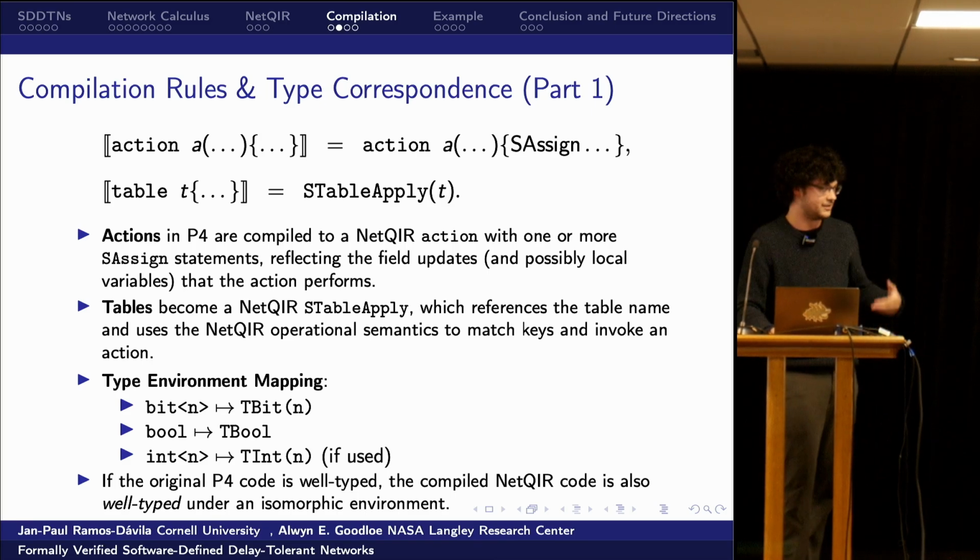We also have then the table. For a P4 table listing key fields and possible actions, this is mapped to the S table apply of T. And then the logic is reasoned about in NetQIR with our T table, T apply rule I showed earlier. And we also reason about the typing environment in a similar way.